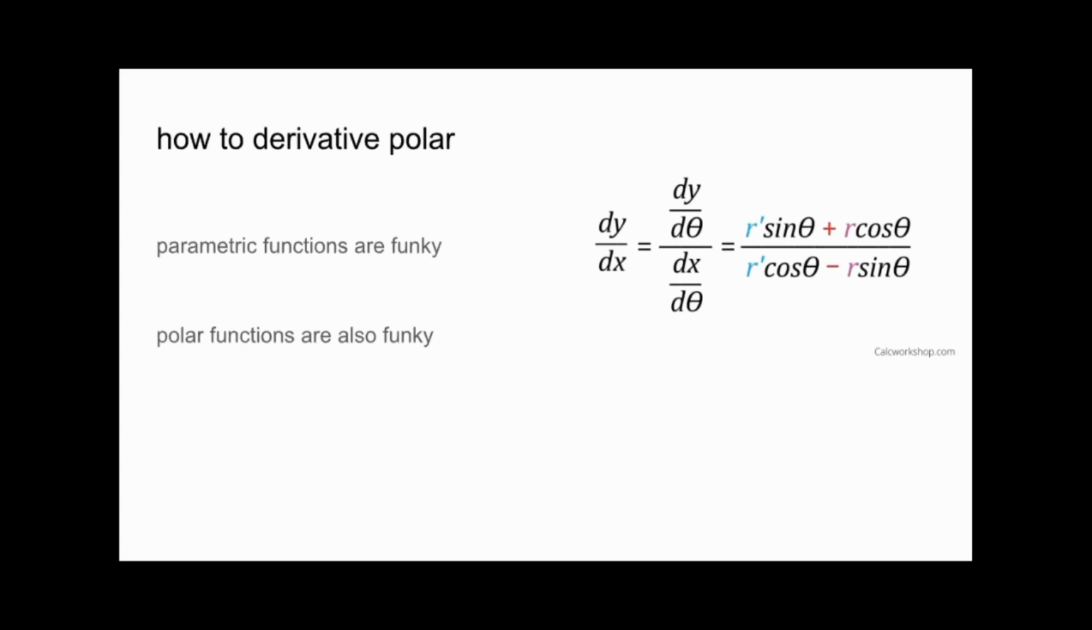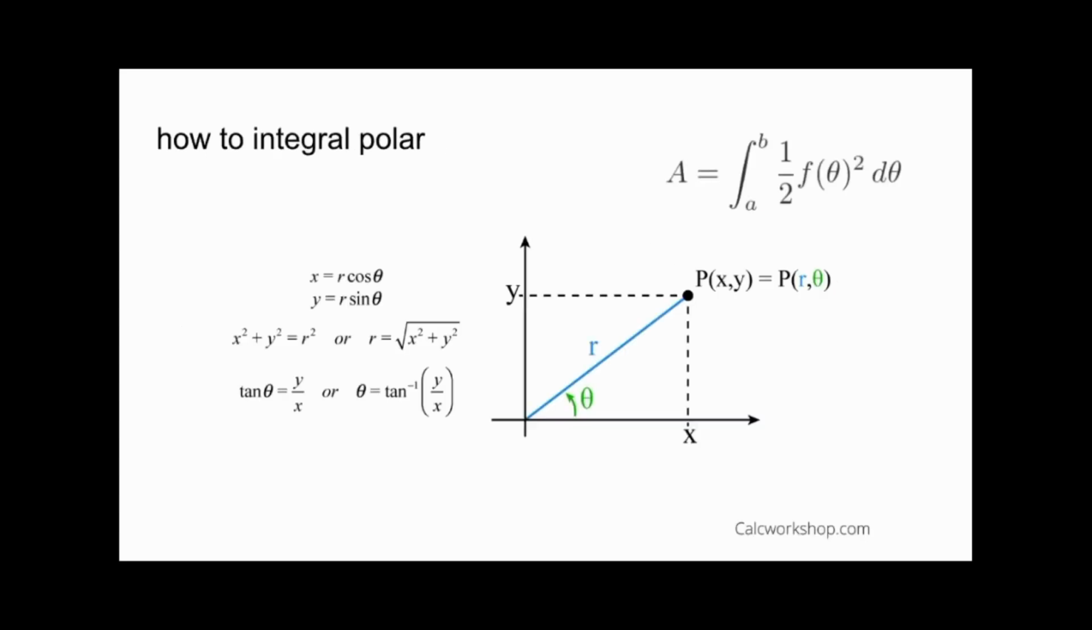How to integral polar. What is that symbol? That long one. Which long one? A equals b. That's the integral. Okay, a equals b, the integral over a of 1/2 f of theta squared d theta.